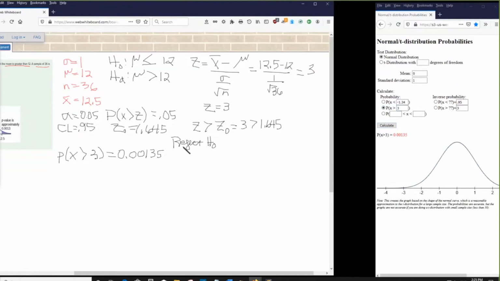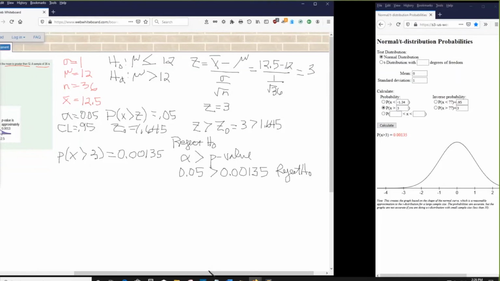Then once again, in order to compare this, we want to know if alpha is greater than our p-value. So our alpha we were given as 0.05. That is going to be greater than our p-value of 0.00135. So that tells us to reject our null hypothesis.